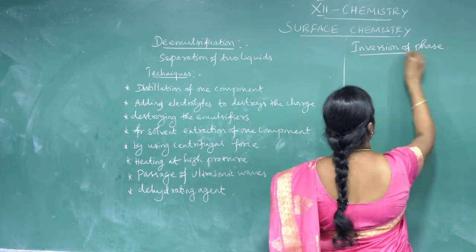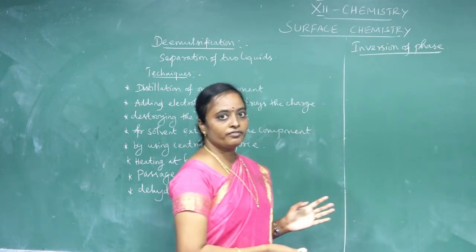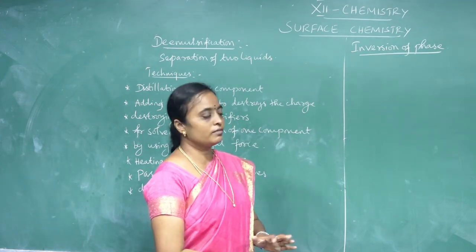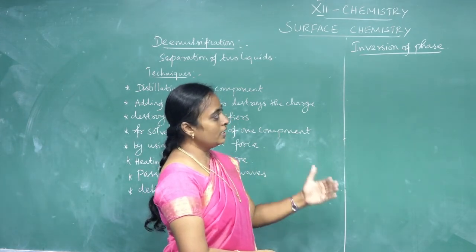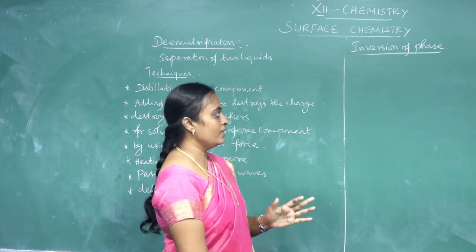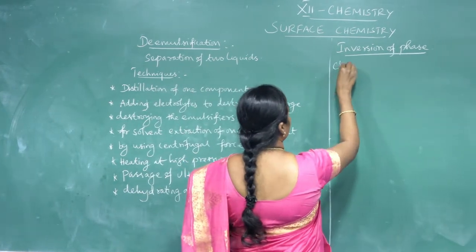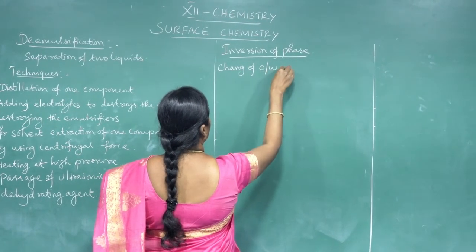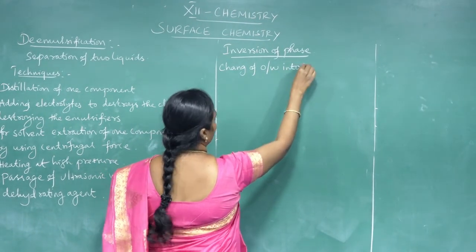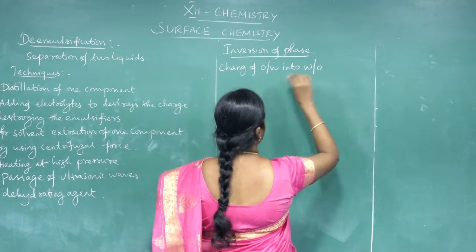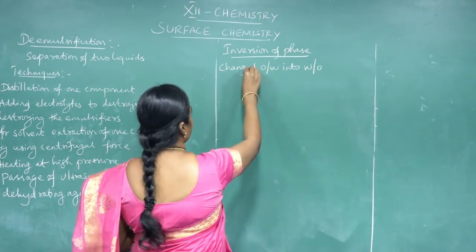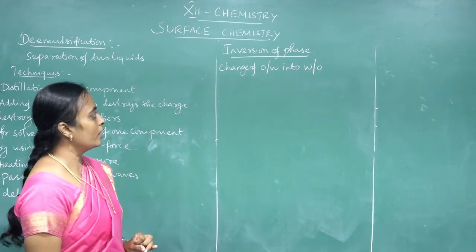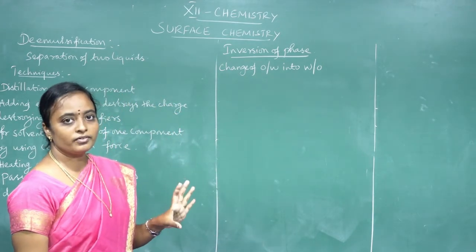Inversion of phase. So first of all, what is inversion of phase? We have discussed two types of emulsion: oil in water and water in oil. If you change one phase into another, for example, change oil in water into water in oil, that change is called inversion of a phase.